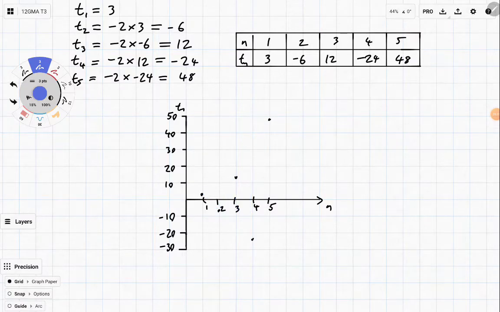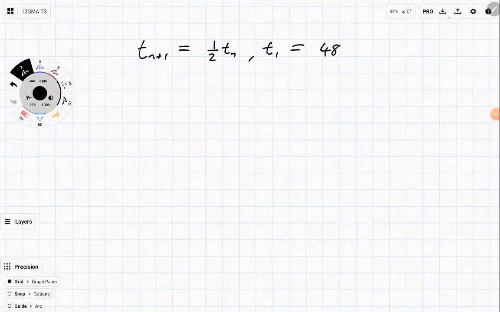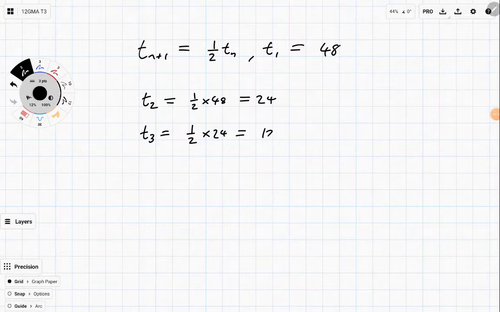Alrighty, let's look at another one. So let's look at this particular one. We've got Tn plus 1 equals a half Tn, T1 equals 48. So T2 is just going to be a half times 48, which is 24. T3, a half times 24, 12, half times 12. So you can see this one is a shrinking case, right? It's slowly getting smaller and smaller as you go through.